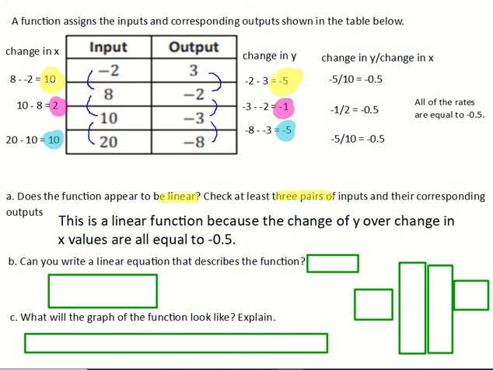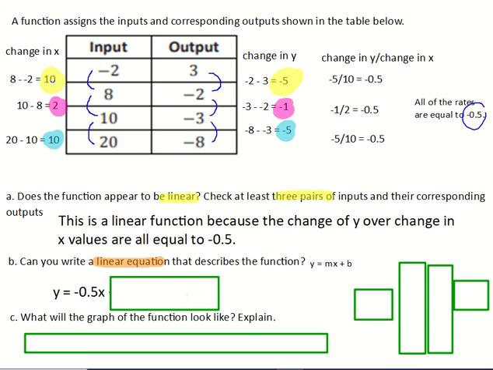Okay, so that's part A. Let's look at part B. It says, can you write a linear equation that describes the function? We can because this is a linear function. So keep in mind, when you write the equation of a linear equation, you're going to use the form y equals mx plus b, where m is your rate of change, the slope of your line, and b is your y-intercept. The m, the rate of change, we already found to be -0.5. We found that up here. So we know the m value, I'm going to plug in that -0.5 in front of the x.